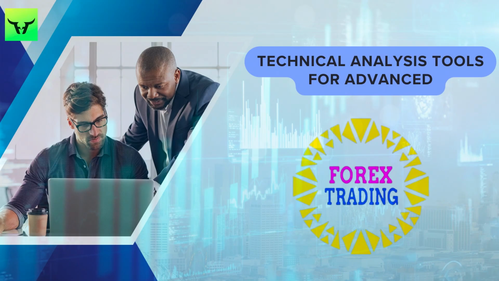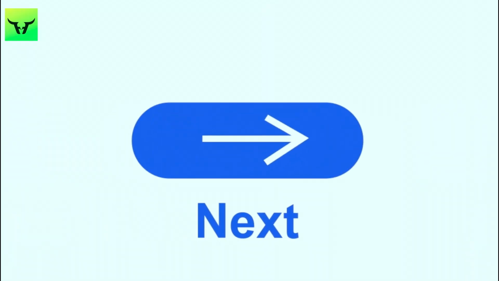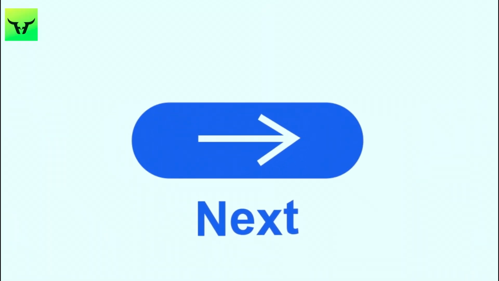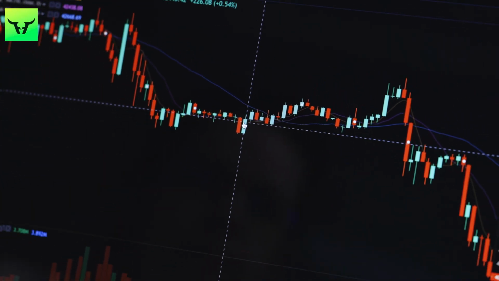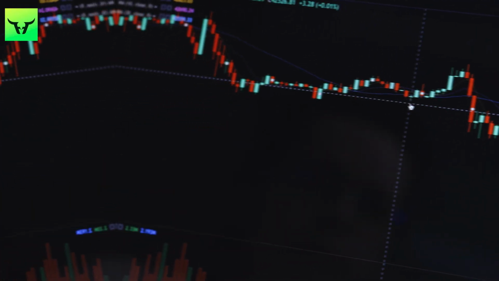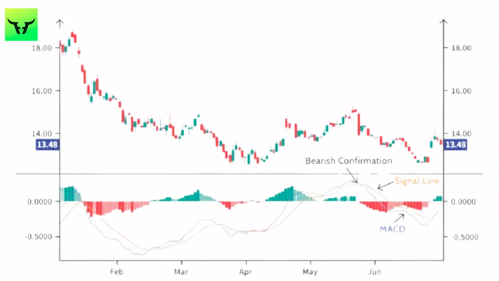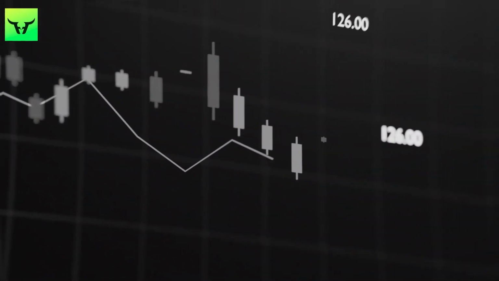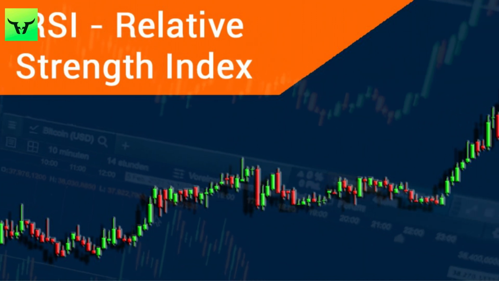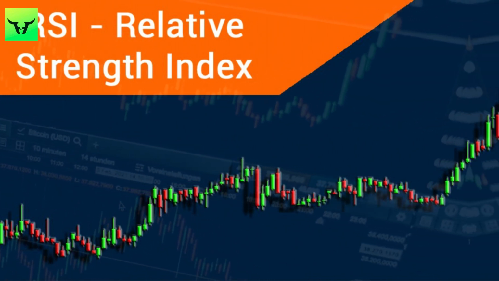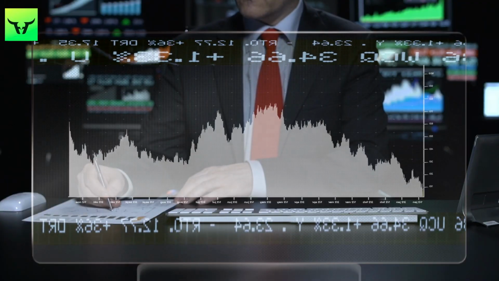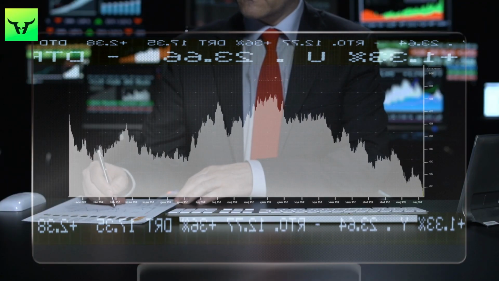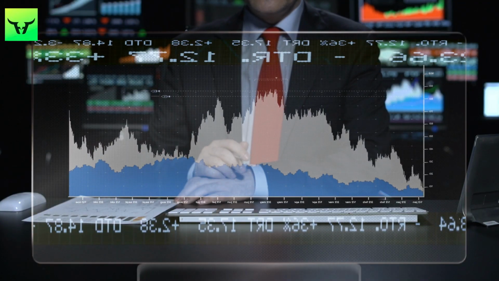Technical analysis tools for advanced Forex trading techniques. Technical analysis tooling is covered in the next section. Bollinger Bands help investors determine if conditions are overbought or oversold. MACD, Moving Average Convergence Divergence, RSI, Relative Strength Index, and moving averages are some examples of these indicators. They help traders determine when to enter and quit the market depending on signals from the market.